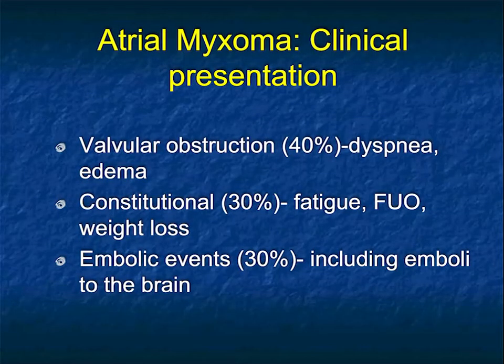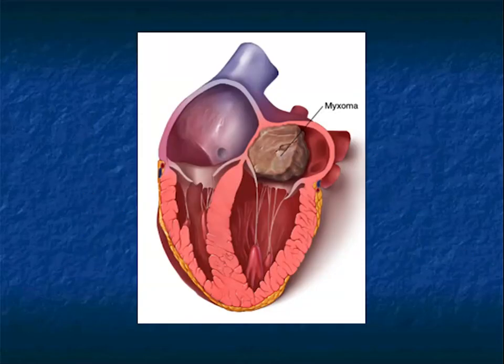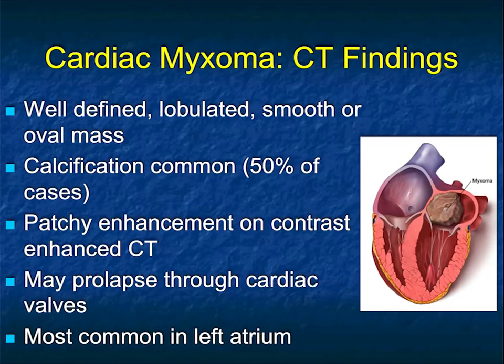So in terms of clinical presentation, specifically myxomas, valvular obstruction 40%, constitutional symptoms 30%, and embolic events 30%. So really, it's all over the spectrum. And again, here's how one of them would typically look.